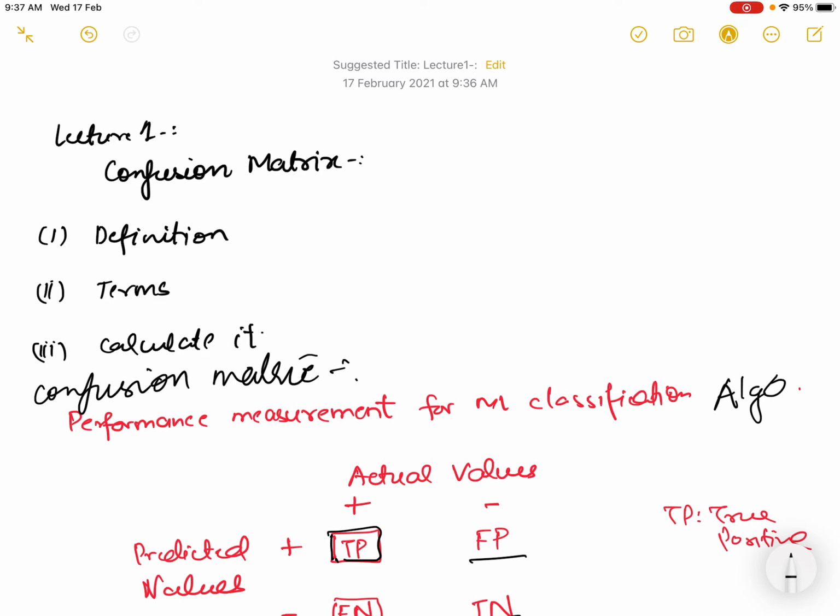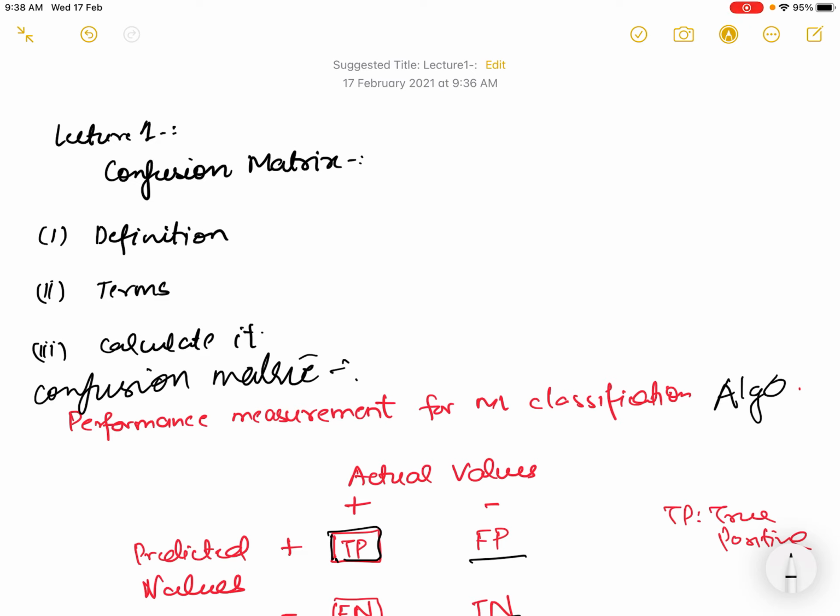This is my lecture 1, and in this series of videos I will be explaining AUC, ROC curve, linear regression and different machine learning algorithms. Before diving into the concept, let me tell you how I am going to proceed in this video lecture. First I will tell you the definition of the confusion matrix, what the different terms involved in it are, and how to calculate it.